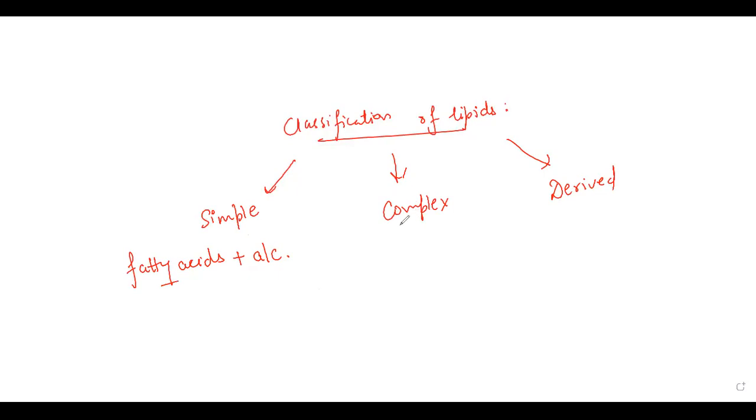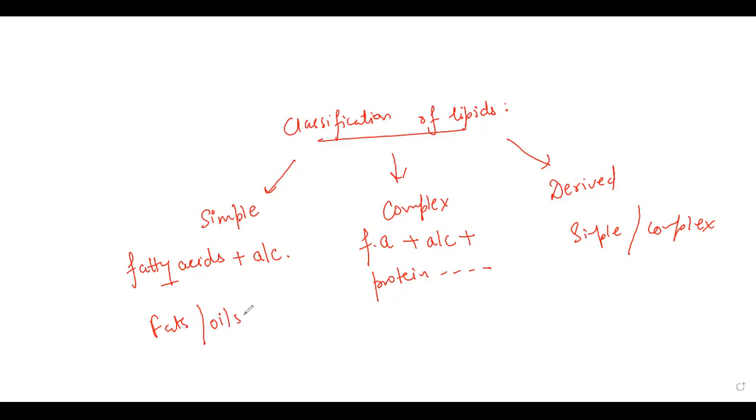Complex lipids are also made up of esters of fatty acids plus alcohol, plus there would be another group. It can be a glycoprotein, a simple protein, or any other group. So complex lipids are basically simple lipids, but with some other functional group. Now, what are derived lipids? These are the derivatives of either simple or complex lipids. I'll give you an example. Simple lipids are the normal fats and oils that we consume in our daily life.